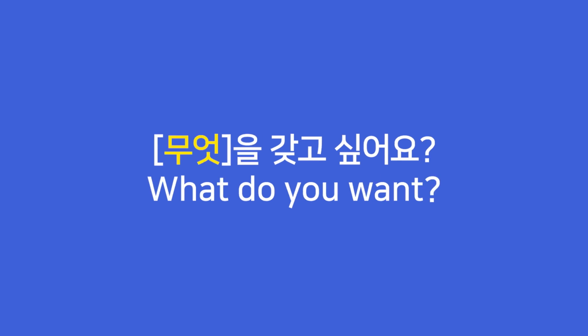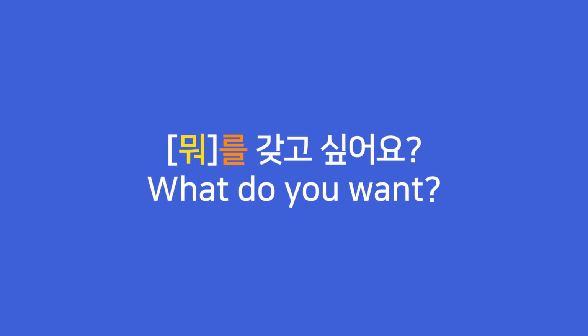Because 무엇 ends in a consonant, because it has a 받침, you would need to use the object marker 을 instead of 를. So 무엇을 갖고 싶어요? What do you want? This is how you would ask it. Alternatively, I said we can use 뭐 instead of 무엇. In this case, 뭐 ends in a vowel sound. There's no 받침. So for 뭐, you would need to use the object marker 를. So 뭐를 갖고 싶어요?